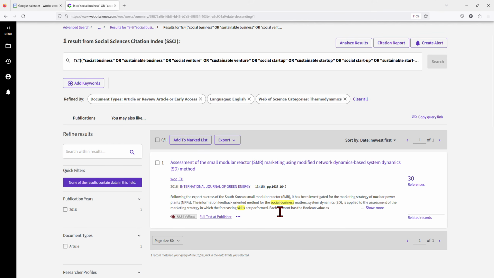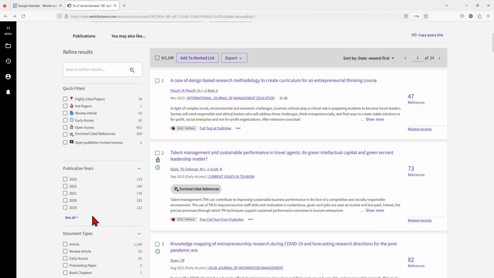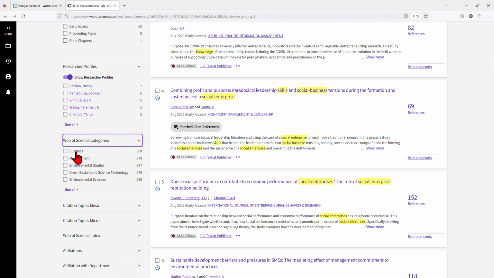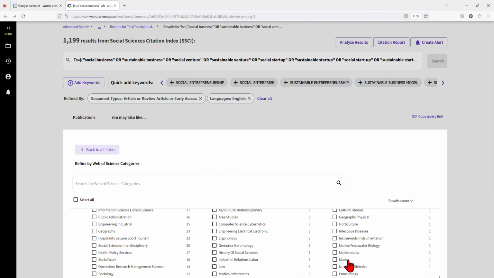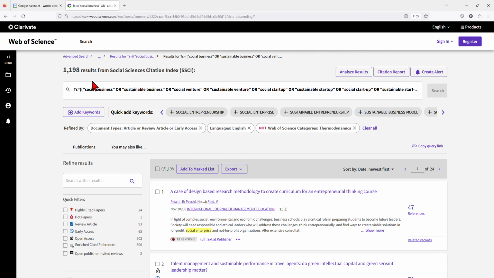But you see that it appears here because it's about social business somehow. So that's obviously different from what I was thinking of as social business. And here it's forecasting skills. That's why it appears in the search, but it's really not relevant for me. So I could basically just go ahead and exclude it from the search already, so that it doesn't appear in my search results. And you can do this with all the others that are not relevant for you as well.